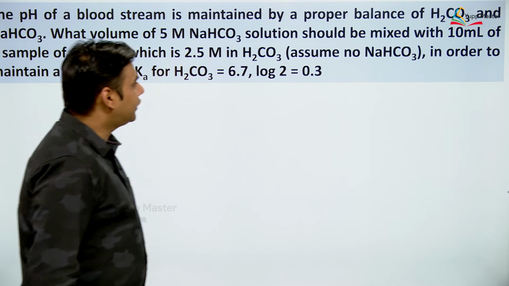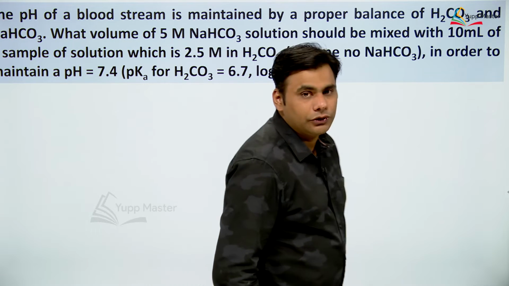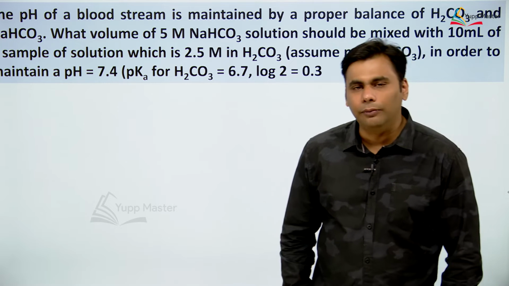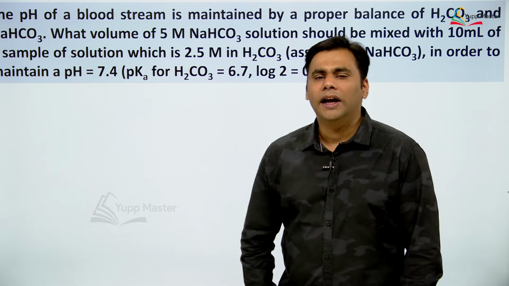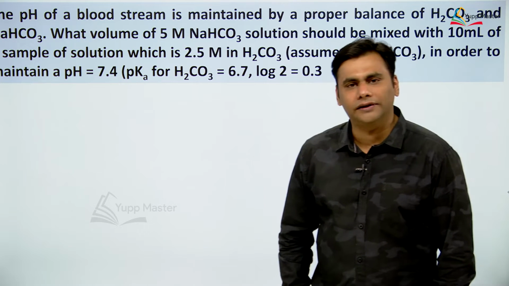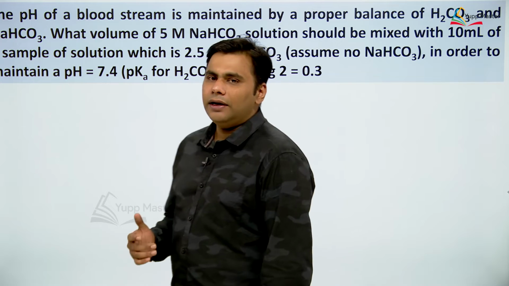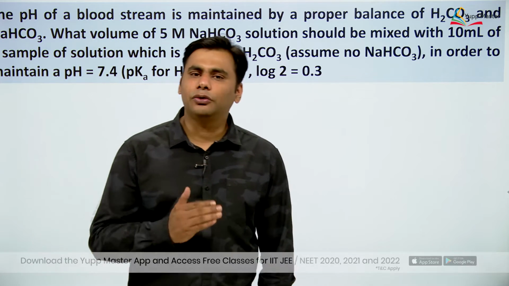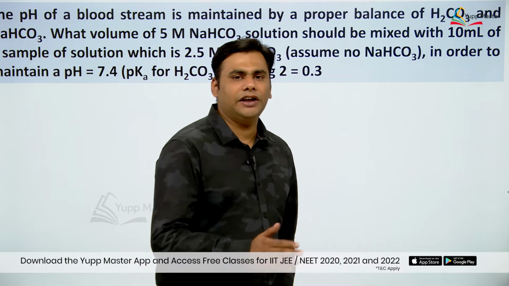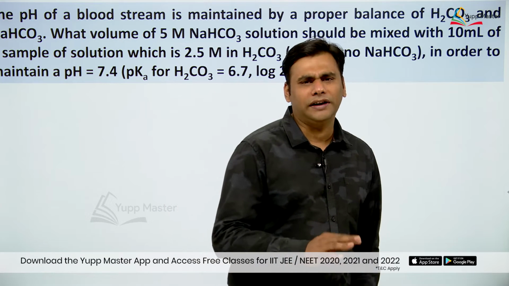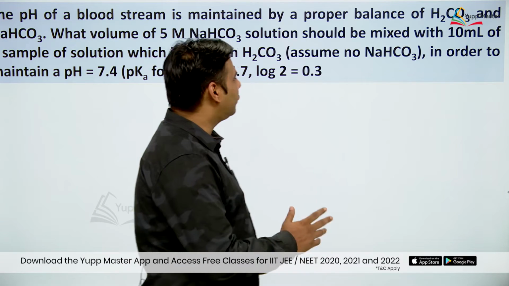Okay, so this is the first question. Now yesterday we said that a buffer solution is a solution that maintains or resists a change in pH upon addition of a small quantity of acids or bases. And we also said that in blood there is a buffer of H2CO3 and NaHCO3, right, which maintains a pH of roughly 7.3 to 7.45. So this is the first question for today.